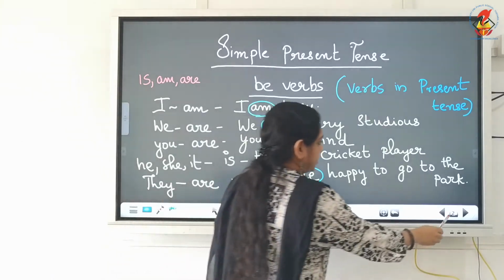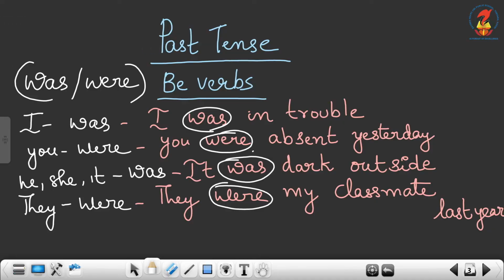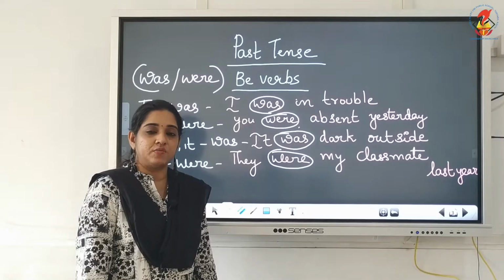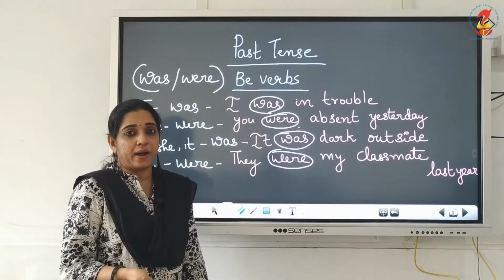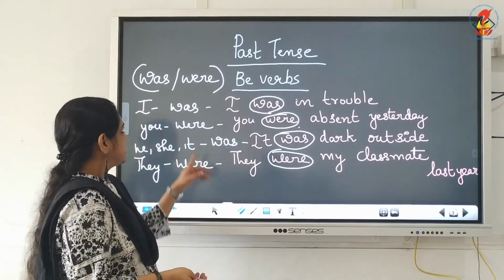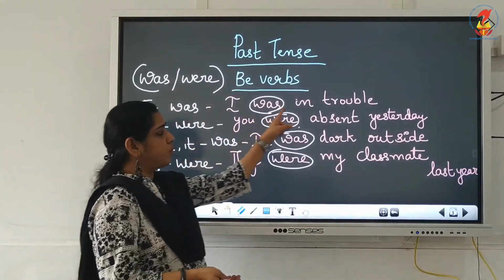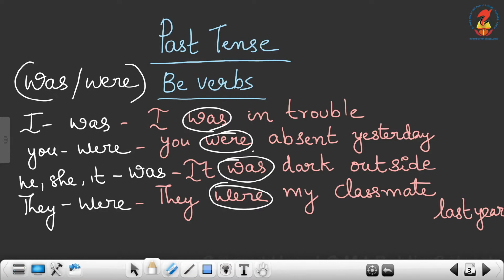Now the next one, was. Was and were, that is past tense. Is it? Was and were, you already know that. That is something which already happened. That is past tense. Now listen here. I was in trouble. What tense is that? Past tense, is it? Was.